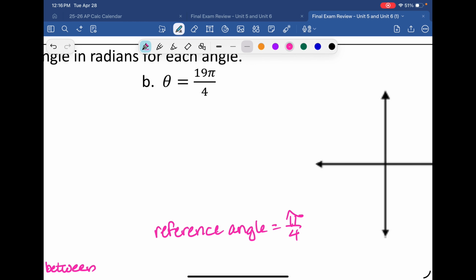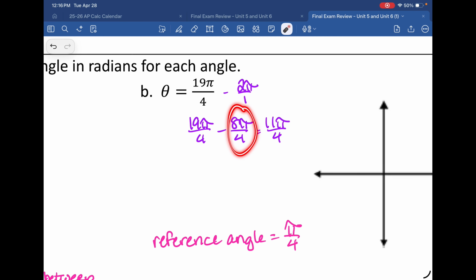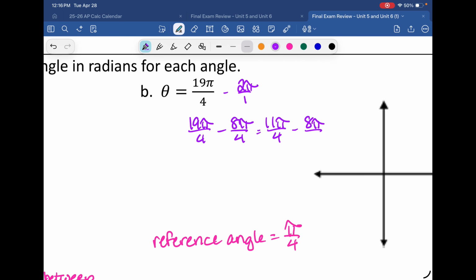is pi over 4, but I'm going to show you how to get that. So we're going to subtract 2 pi. So with common denominator, that's going to give me 11 pi over 4. That's still too big because 8 pi over 4 is 2 pi. So subtract again. So that is 3 pi over 4. Okay, that's one less than the denominator. So we're going to fall in quadrant 2.